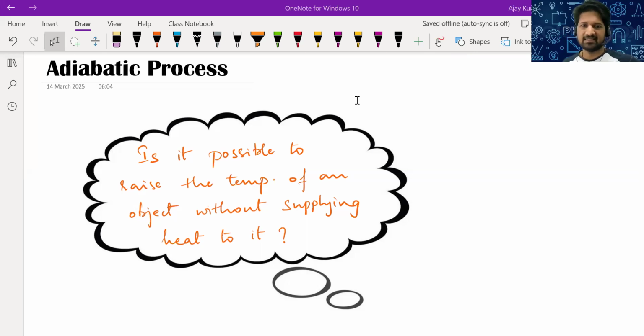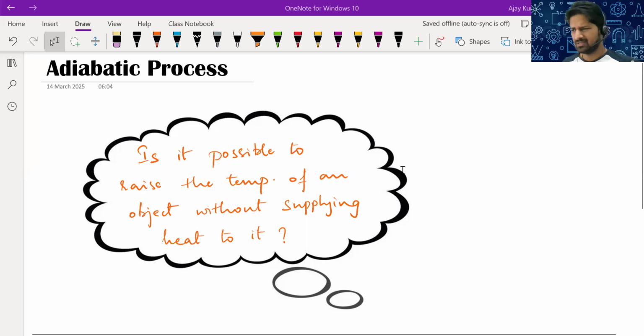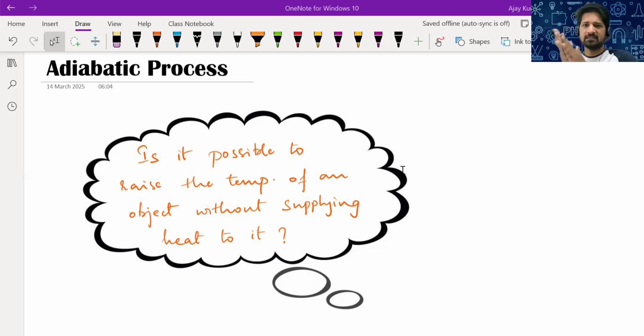The answer is yes, it is possible to raise the temperature without actually supplying heat to an object. Think about it this way. What happens when you rub your palms against each other for some time? Do they become warm or not? They do. Not just palms. You rub any two objects against each other for some time, they do become warm. The temperature will rise. So when you rub your palms against each other, you didn't actually supply heat to them.